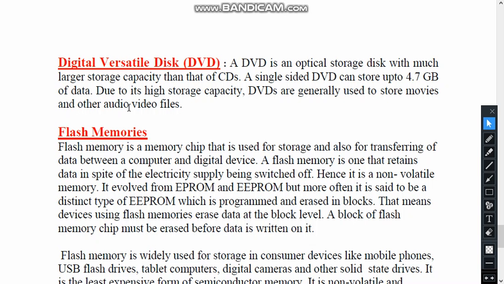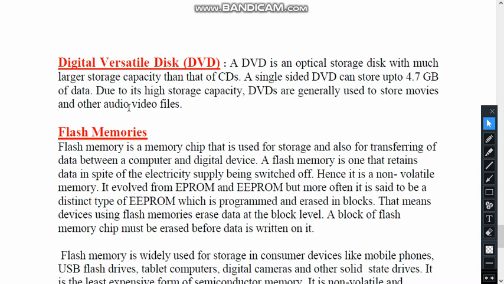Now let's have some idea about the flash memory. A flash memory is a memory chip that is used for storing and also for transferring data between the computer and the digital device. Basically it is a memory chip used for storage and also for transferring of data between the computer and the digital device.